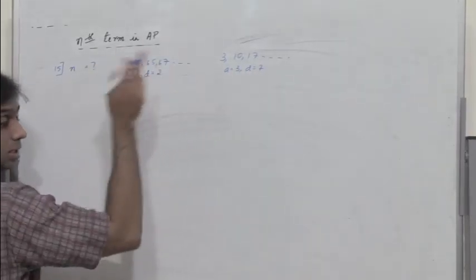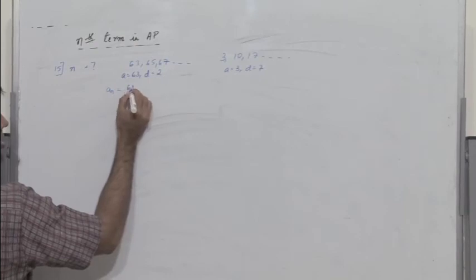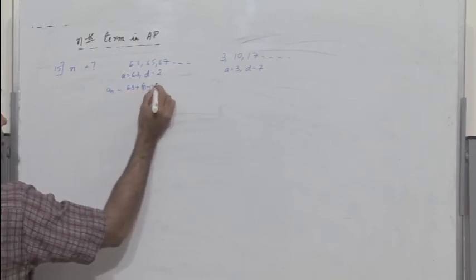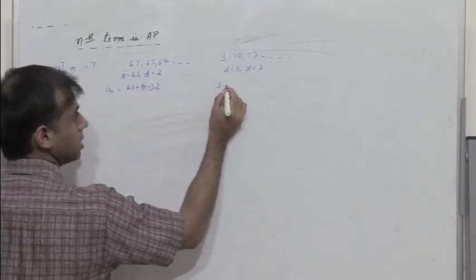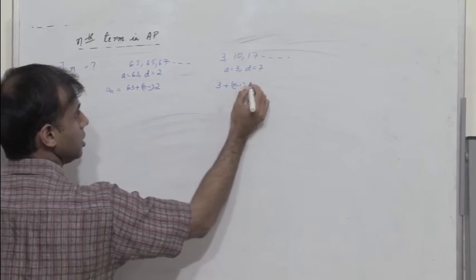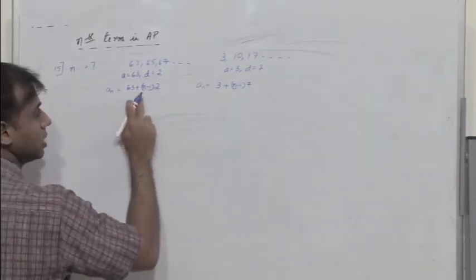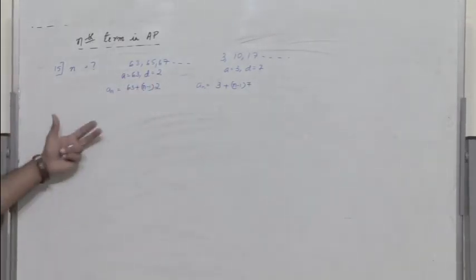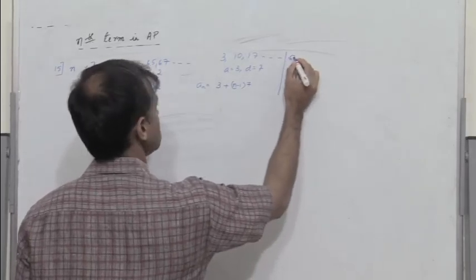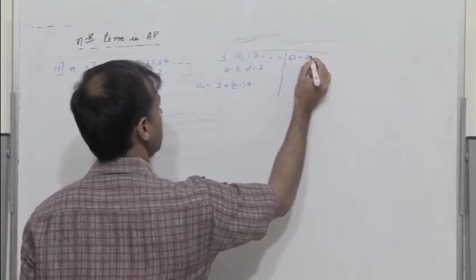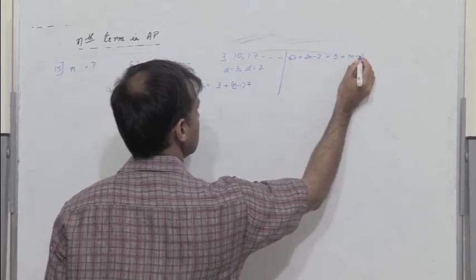So AN is the same, right? So AN is A, which is 63 plus n minus 1 into 2. And therefore here AN is A plus n minus 1 into D, which is 7. Now these two values are the same, so we equate these two. If I equate these two, I get 63 plus 2n minus 2 equals 3 plus 7n minus 7.